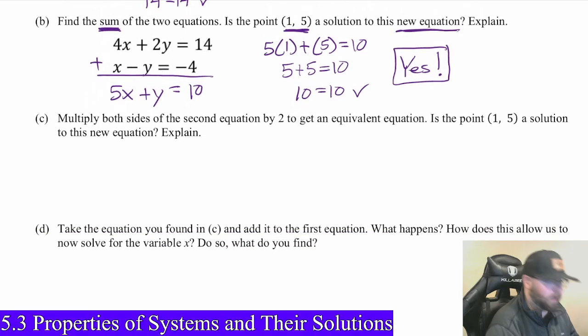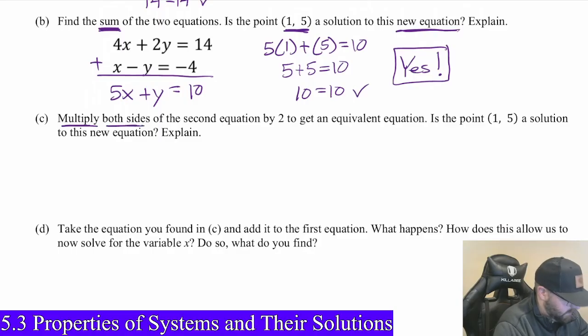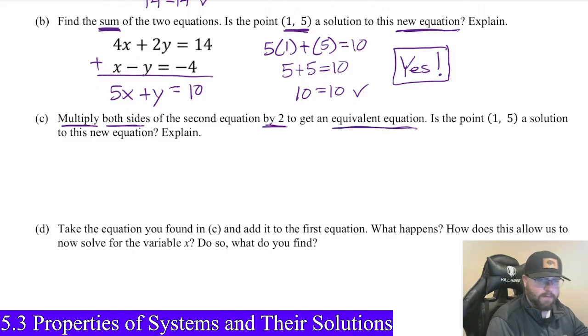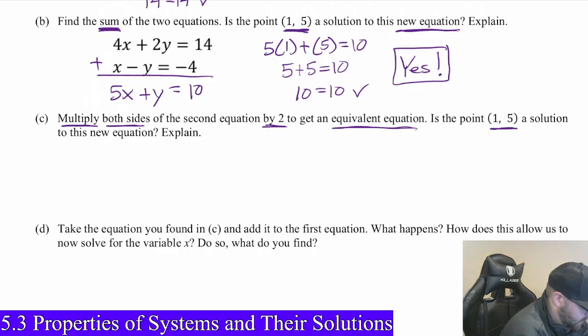Now we're going to try something else. We're going to try multiplying both sides of the second equation by 2 to get an equivalent equation, and we're going to see if (1, 5) is still a solution to this new equation. So we're going to take the second one and multiply everything on both sides by 2.